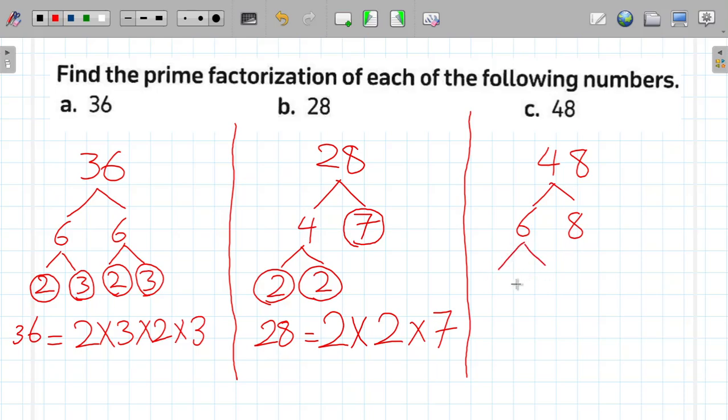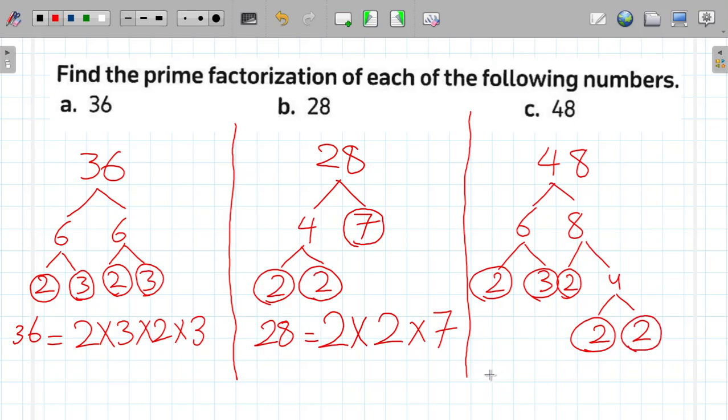Okay? 6 equals 2 by 3. And 2 is prime and 3 is prime. Next I have 8 equals 2 by 4. And 2 is prime. So I will factorize 4. So it will be 2 and 2. Okay? So I have here 2 and 2. So the prime factorization of 48 equals 2 by 3 by 2 by 2 by 2. Okay? Next.